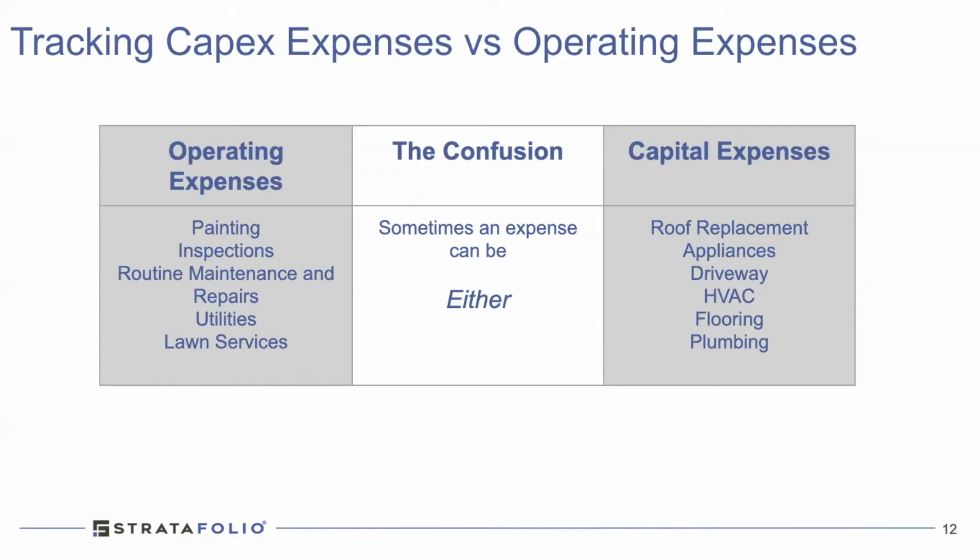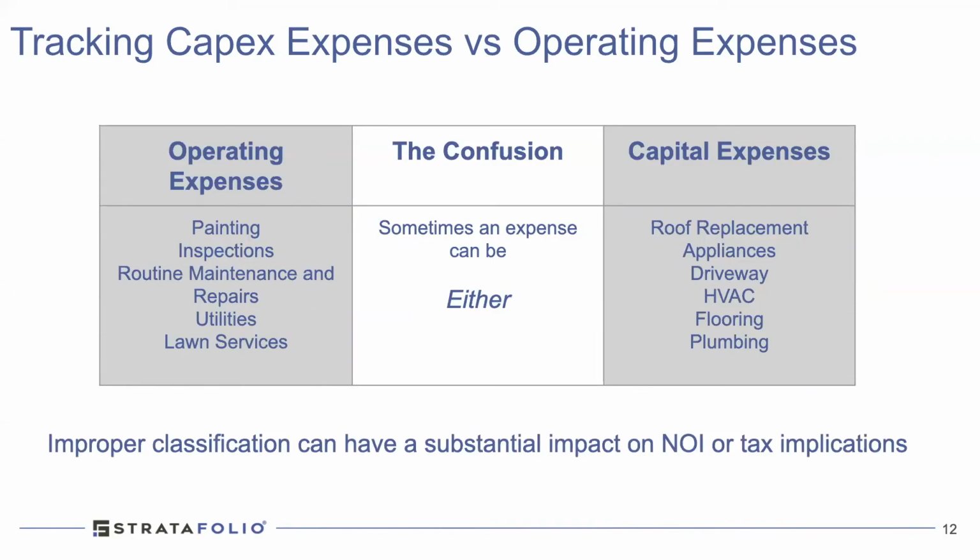That's something generally that could be expensed right away as just a simple turn cost or an operating expense. Obviously, improper classification of these things can have a huge impact on NOI and or tax implications. The reason for that is the interplay between the profit and loss statement and the balance sheet will change the net operating income number.